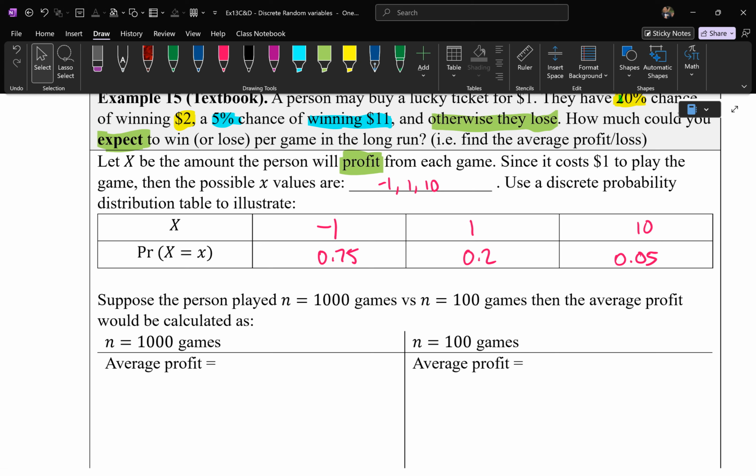You either lose 1, gain 1, or gain 10. You've got your percentages. Now, normally, because you know the rule, you can actually calculate it by just doing -1 times 0.75, plus 1 times 0.2, and 10 times 0.05. But I'm interested in why does that work. So here's an example. I said, let's say we play 1,000 games. Okay, so you had 1,000 trials.